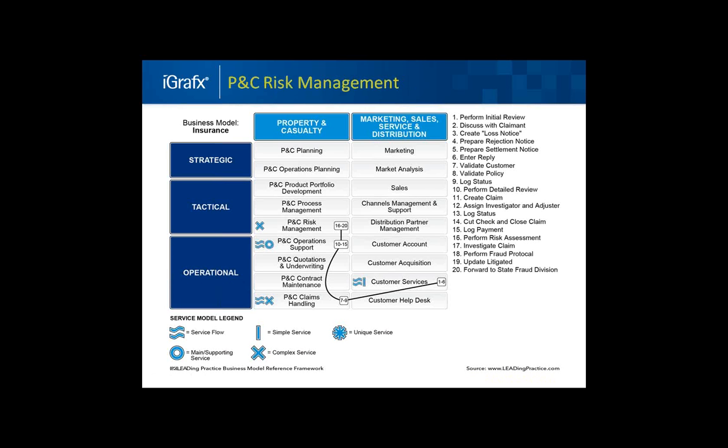to property and casualty risk management. In this case, this risk management would do the following. They perform the risk assessment, investigate the claim, do possible fraud protocol, or perform and check, update the litigated investigation, forward to the state fraud division in the case that is needed.